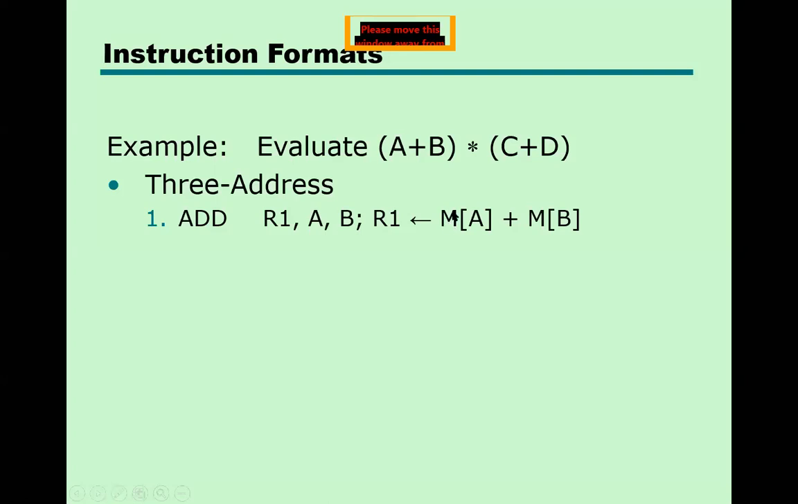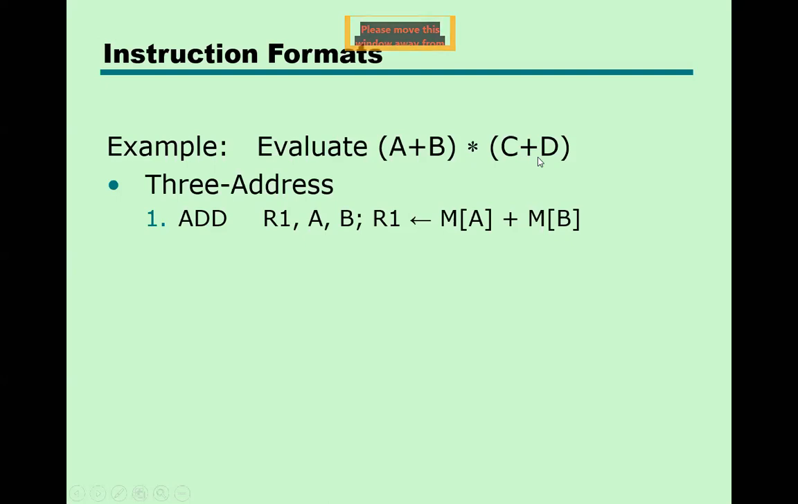So whatever value is at memory location A plus the value at memory location B. For example, here it is 10 and here it is 5, so 10 plus 5, that is 15, will be stored into R1. And this is your actual instruction. In the actual instruction, you will find 3 addresses: R1, A, and B. And this is the explanation. So this part is completed.